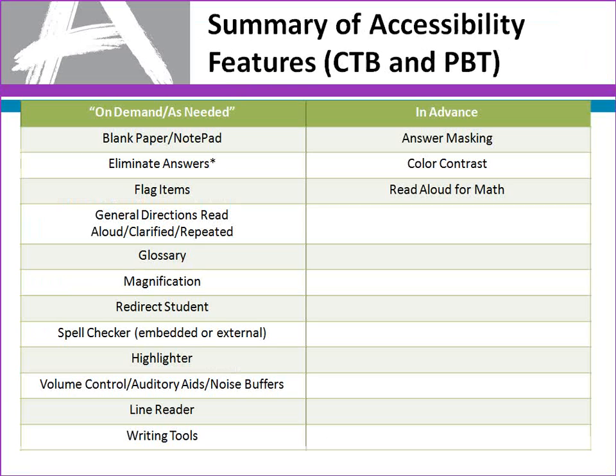So here's a summary of the accessibility features. The one column has on demand or as needed. If a student is using these, they're student directed, they can turn them off, they can turn them on, they're always going to be there, kind of no big deal in terms of administering the test. Those 3 in advance need to be in the PNP, the personal needs profile, which we'll talk about in a minute, because they do require some advanced planning.